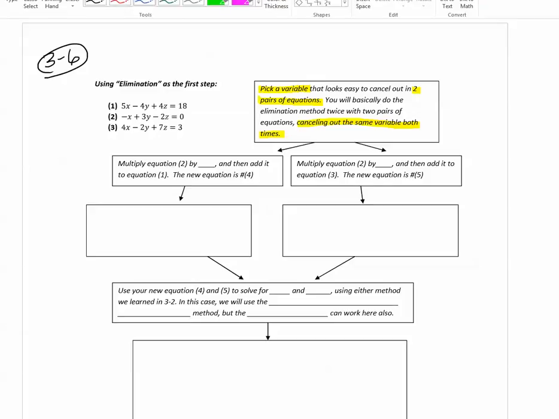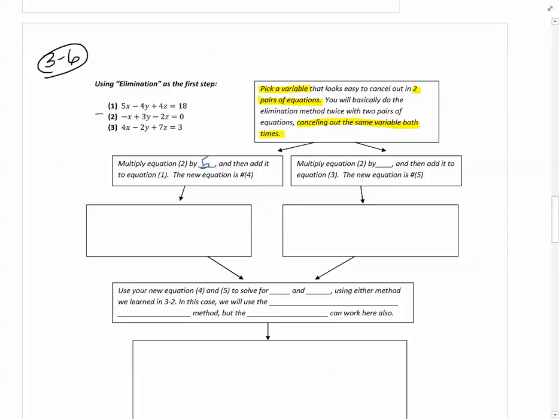Looking at our situation here, if you look at the x's, we have 5x and negative x. I could cancel out those by multiplying this by 5, and I'd have a 5x and a negative 5x. Or I could do a negative x and the 4x. That's a different pair. I'm going to do the x's, but I could do the y's, I could do the z's, but I think the easiest one in this problem would be the x's. So I'm going to multiply equation number 2 by 5 and then add it to equation number 1.